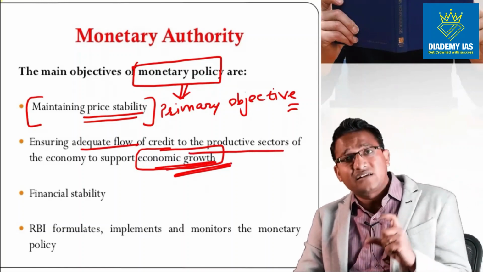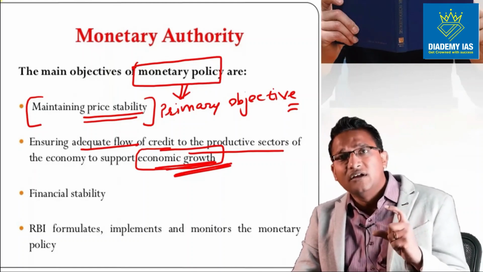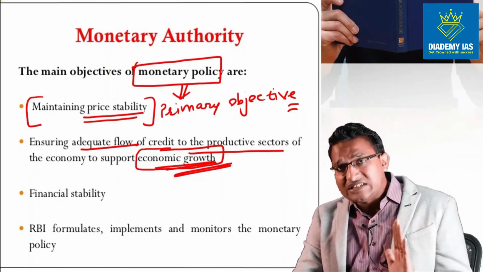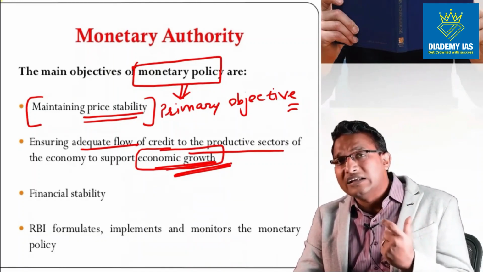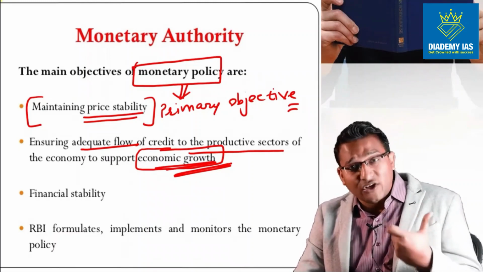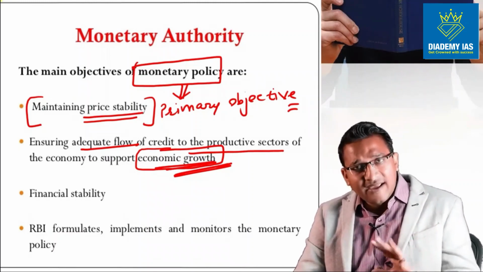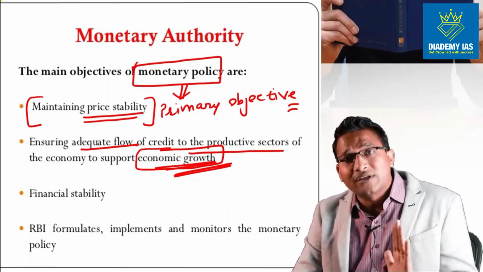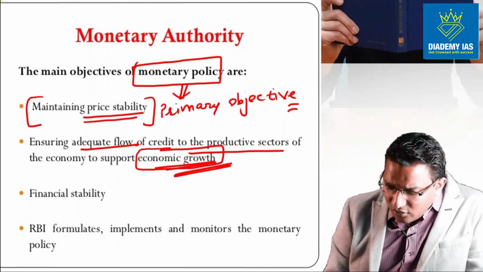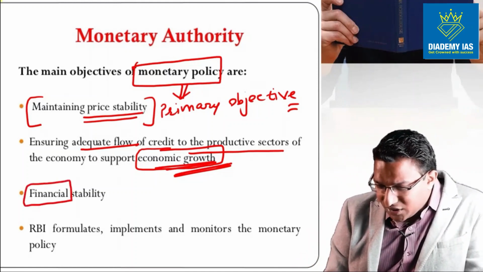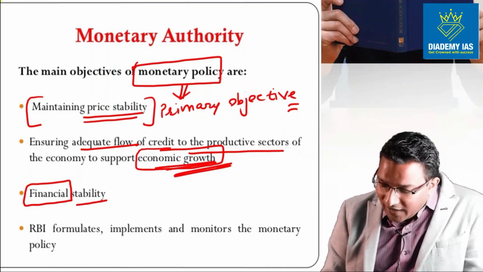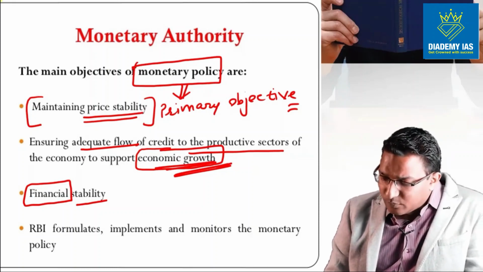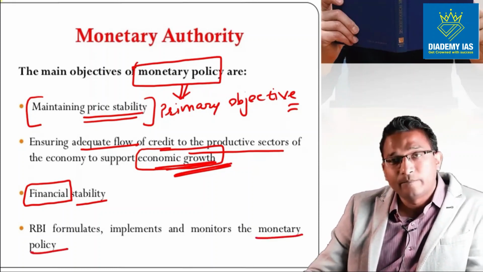So agriculture sector, industrial sector, infrastructure sector, MSME, all of these sectors should get appropriate level of credit so that they can increase their productivity, they can increase their production, and ultimately the GDP increases, and when GDP increases, this economic growth can take place. Then we have financial stability. Financial stability is concerned with the development of the banking and the other financial institutions. RBI formulates, implements, and monitors the monetary policy.